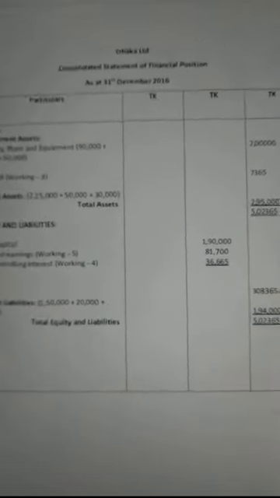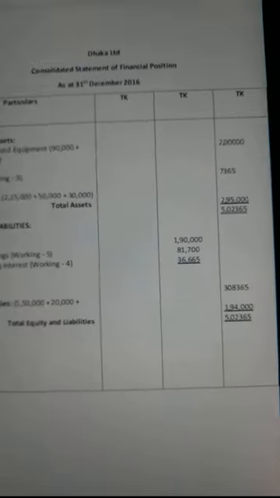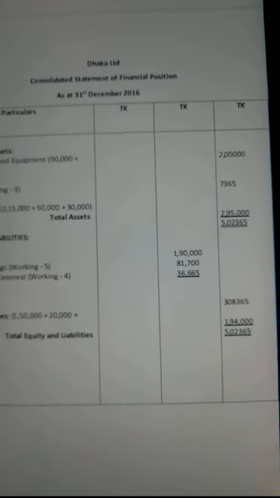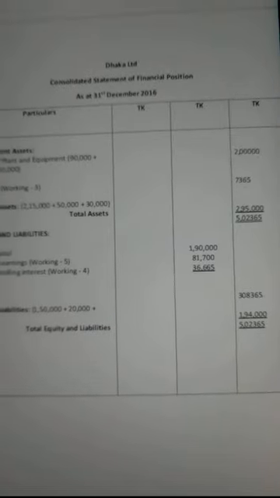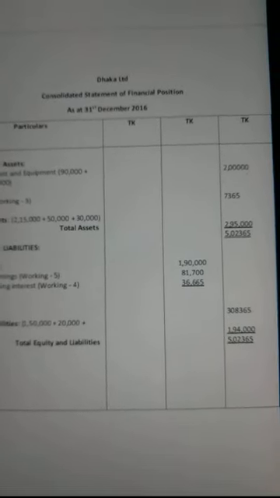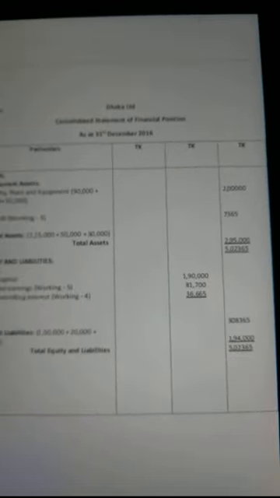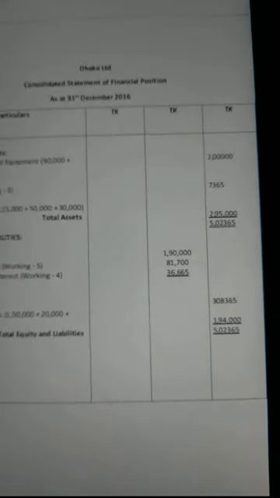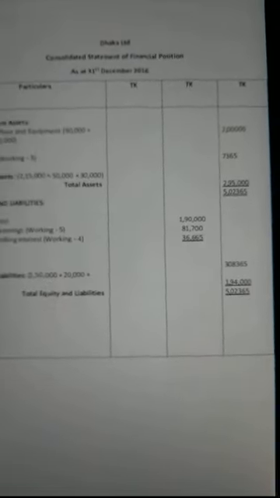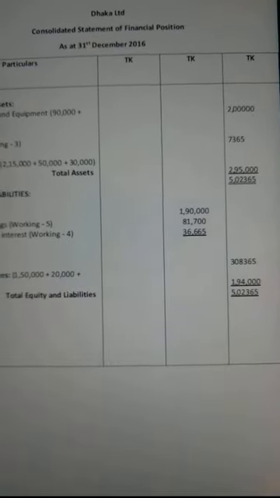So from the very beginning to now, I think you have understood the consolidated statement of financial position. I hope you understand this overall mathematical problem, because anyone who will actually watch this video will learn the consolidated statement of financial position very easily, because the overall steps I have talked about here are simply very easy.